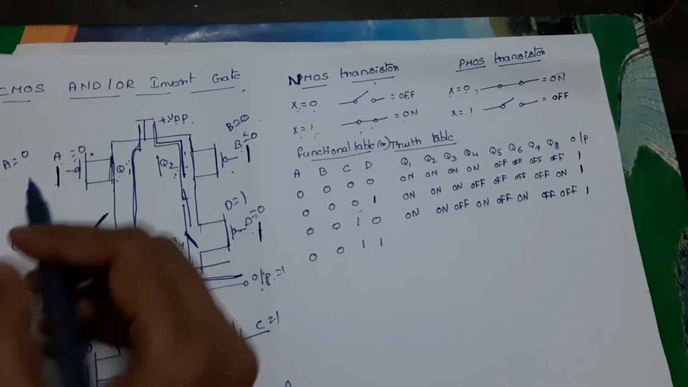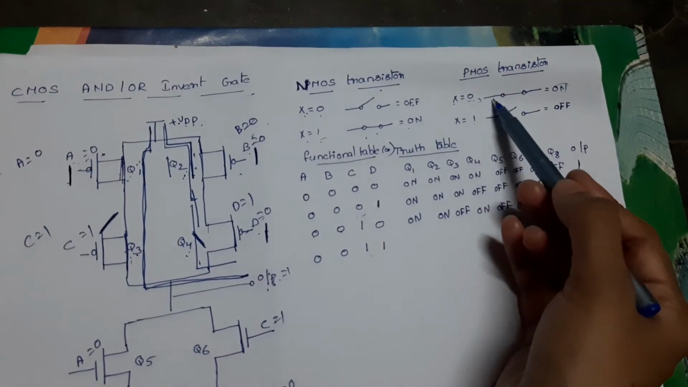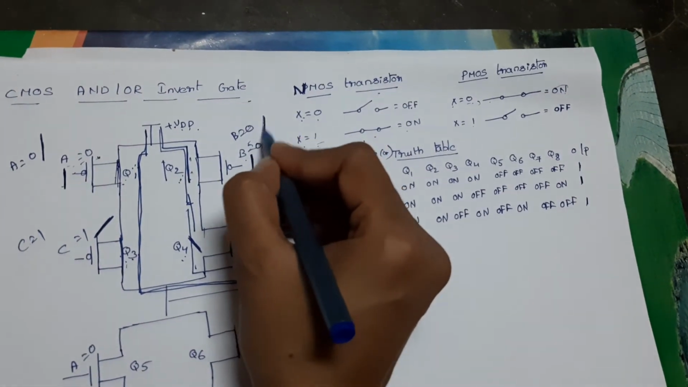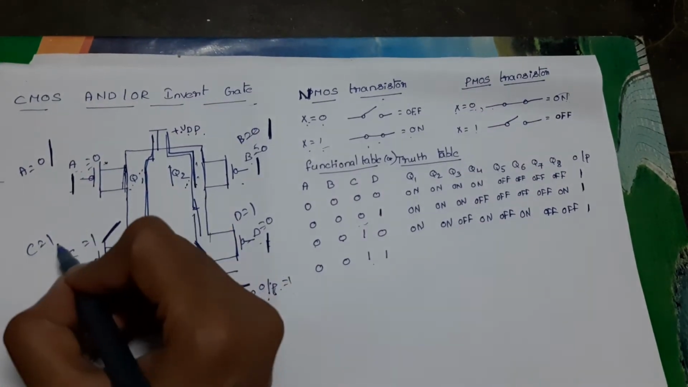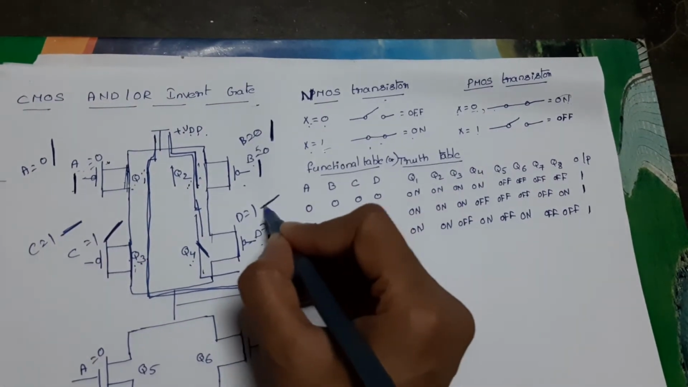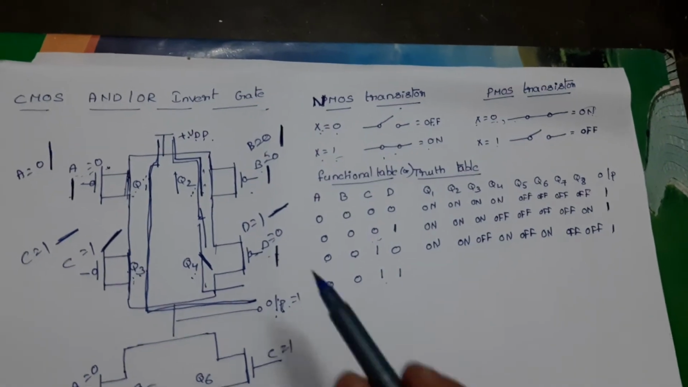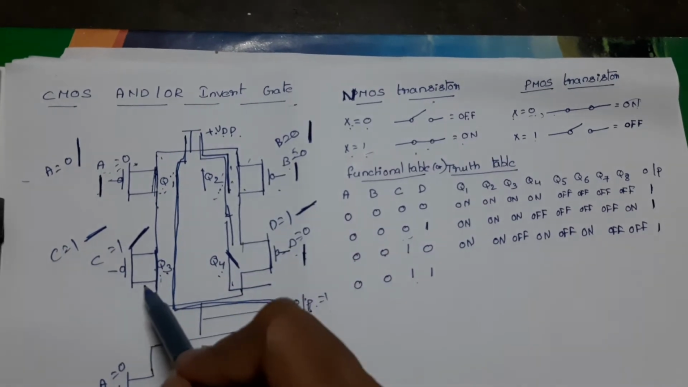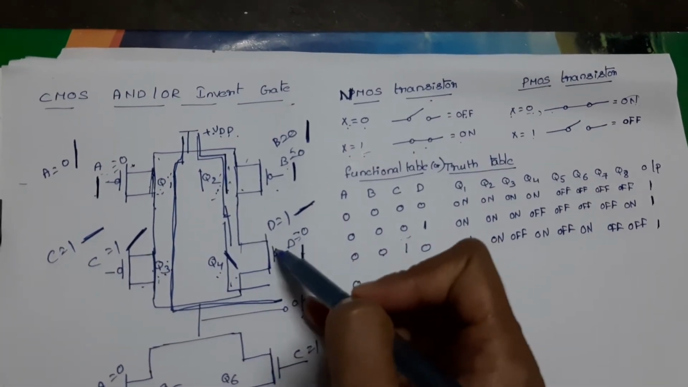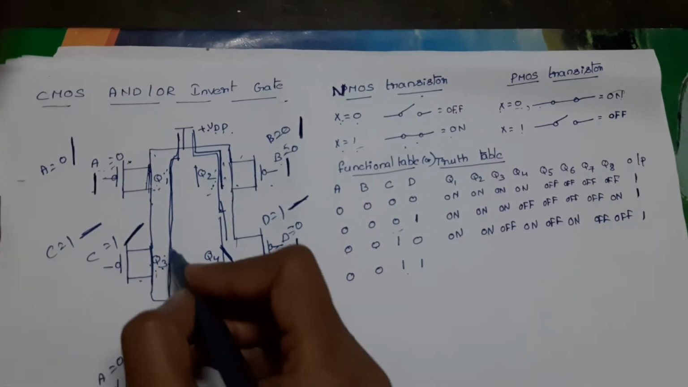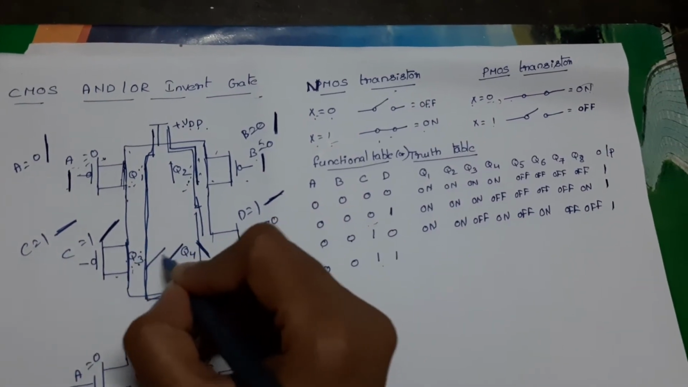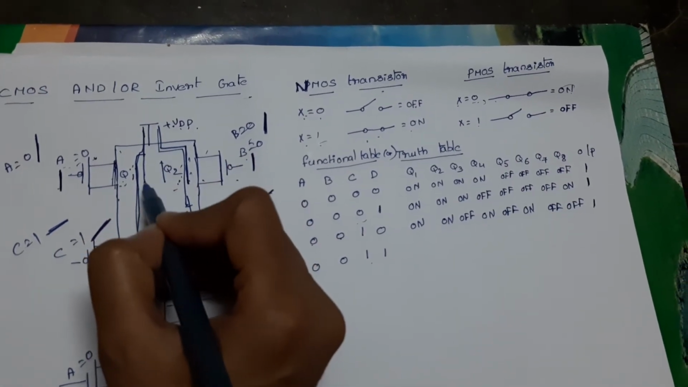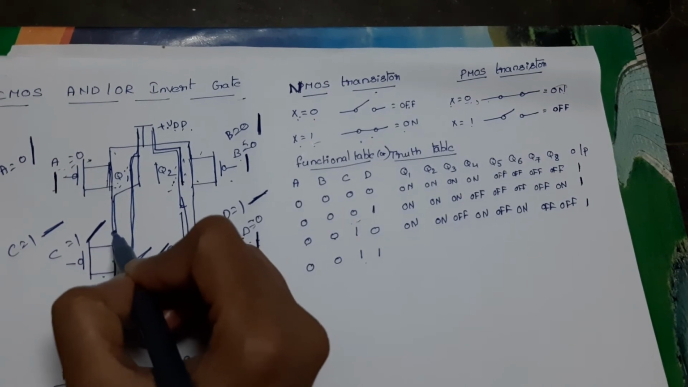So A is equal to 0 means for the PMOS transistor the input is 0, the transistor is short circuited. So here also B is equal to 0, the transistor is short circuited. C is equal to 1, that means open circuited. D is equal to 1, open circuited. So see here, Q1 transistor is short circuit, Q2 is short circuit, Q3 is open circuit, Q4 is also open circuited. So because Q3 and Q4 are open circuited, plus VDD voltage flows through the transistor at this point only.